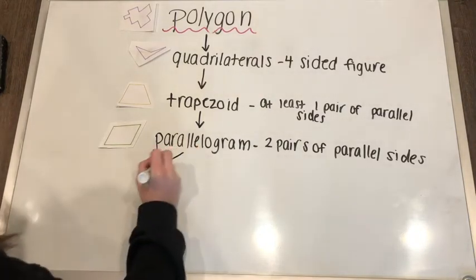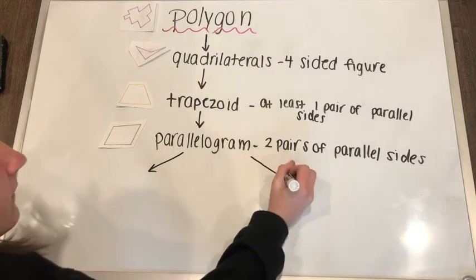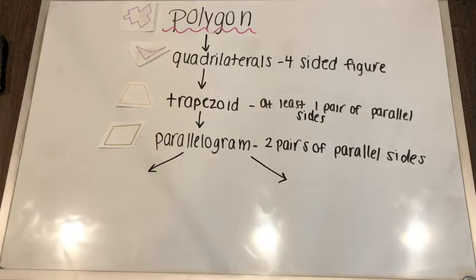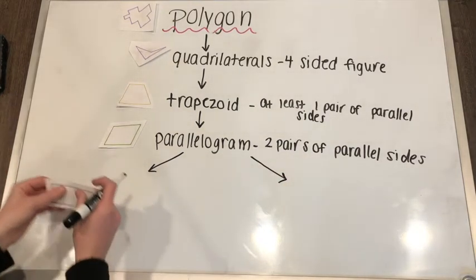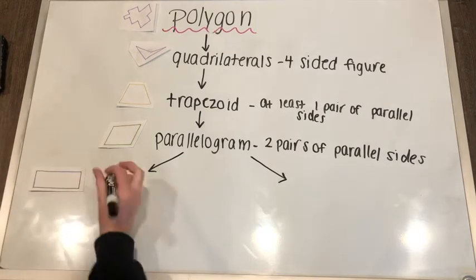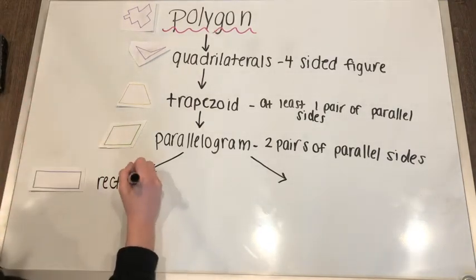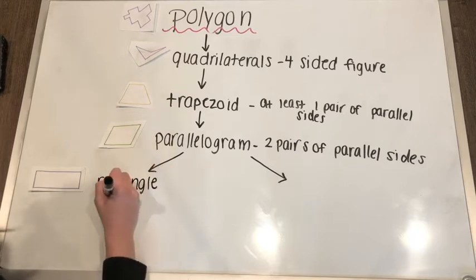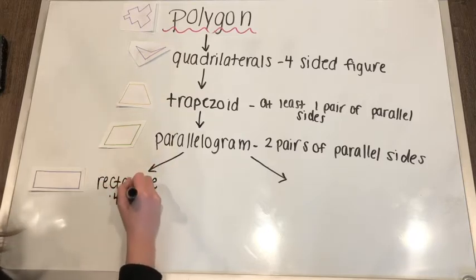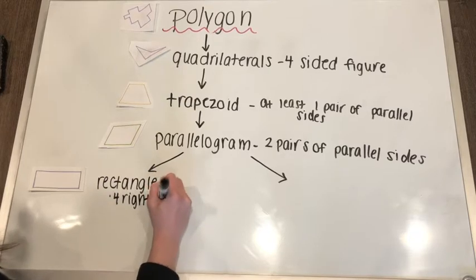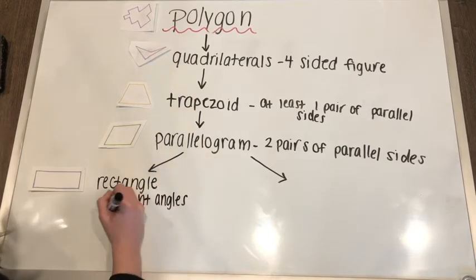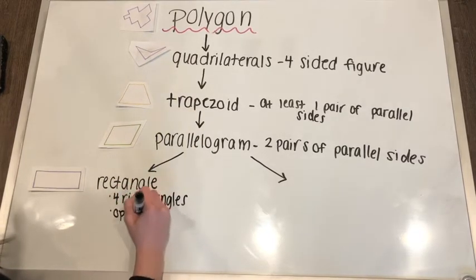Then we kind of branch off into 2 different ways. The first way is we've got a rectangle. So a rectangle has 4 right angles, and the opposite sides are the same length.